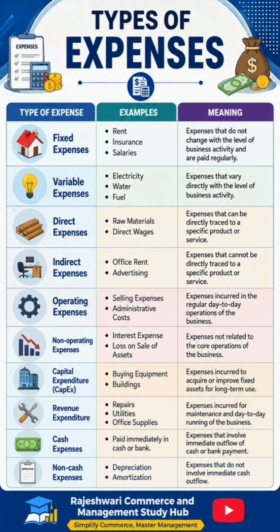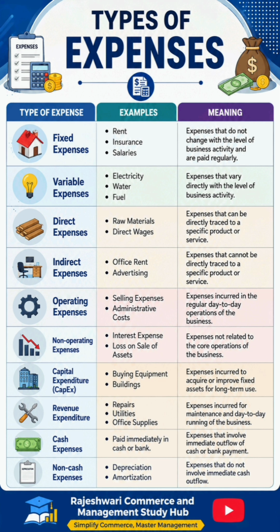Direct expenses. Direct expenses are whatever the product you are converting a raw material into finished product, the expenses whatever you have incurred, it is called as the direct expenses. Raw materials, direct wages, so these are the examples. Indirect expenses, office rent, advertising, the expenses which are not directly affecting the conversion of raw material into finished product. So these are the expenses which you can take in office. Factory comes under the direct expenses. Office expenses come under the indirect expenses.